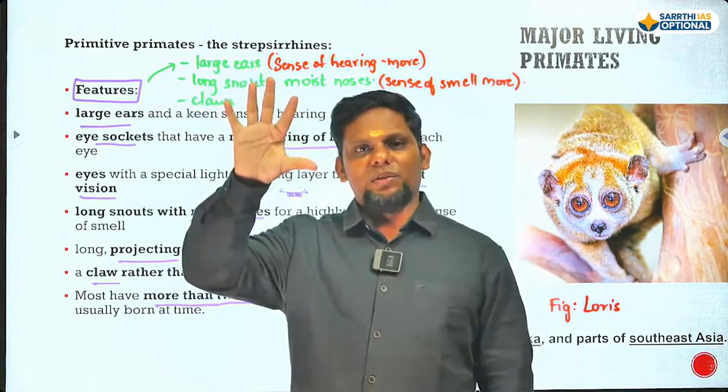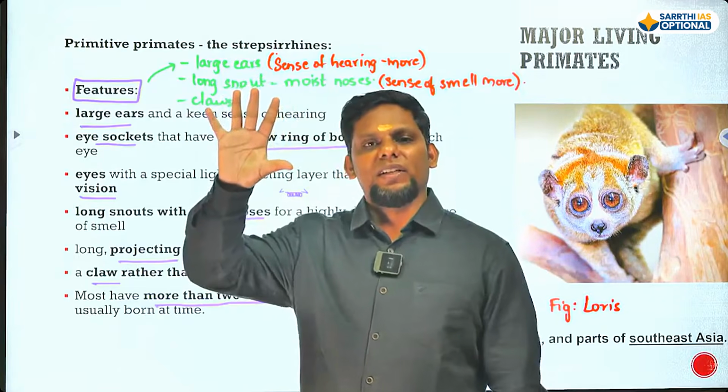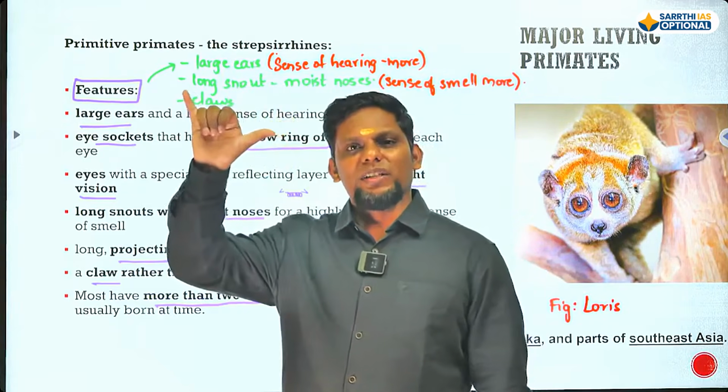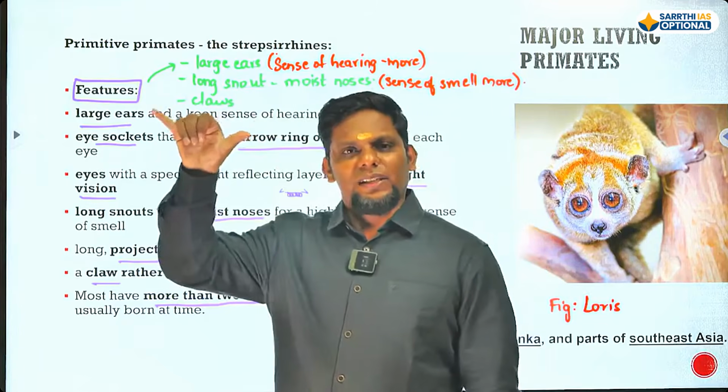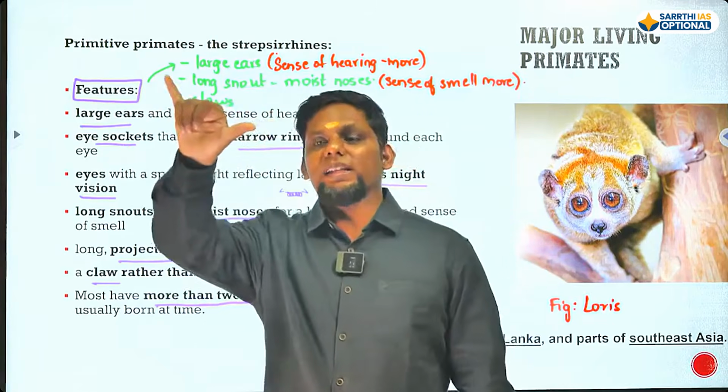This is digit 1, this is digit 2, this is digit 3, this is digit 4, digit 5. Okay, you see this, right? Digit 1, and this is your digit 5, little finger. Is this clear? Same thing, right? So digit 1, this is my big toe and this is my little toe.